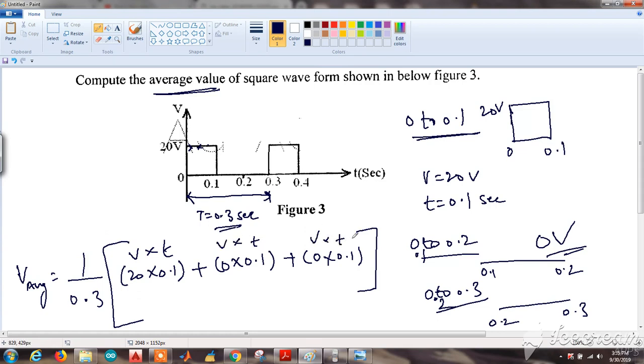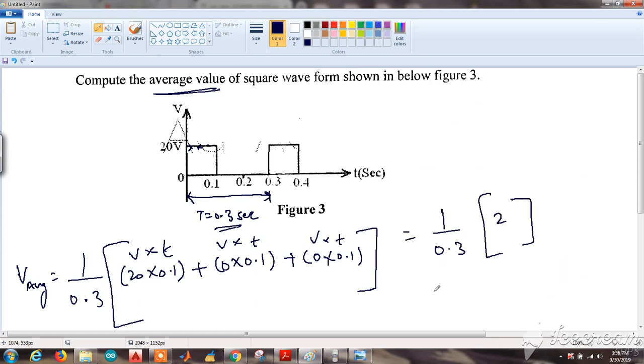In other words, I have found the area of a rectangle. What is the area of a rectangle? Length into breadth. That's why I did 20 into 0.1. So if we solve this, we will get 0.67 volts as our average value.